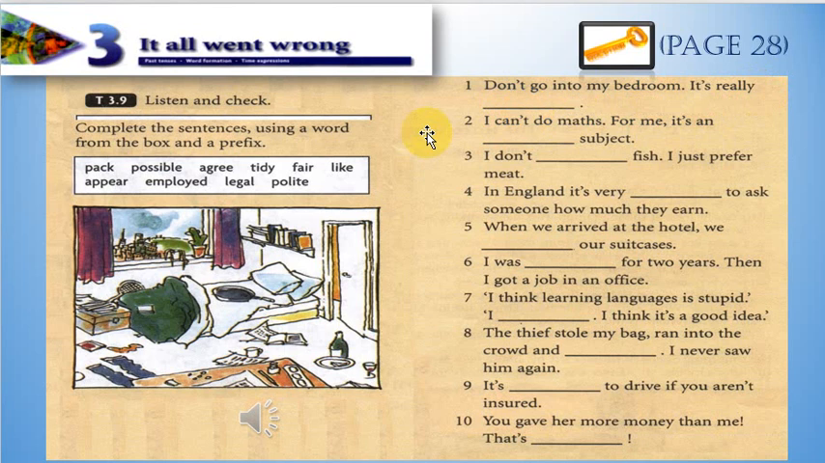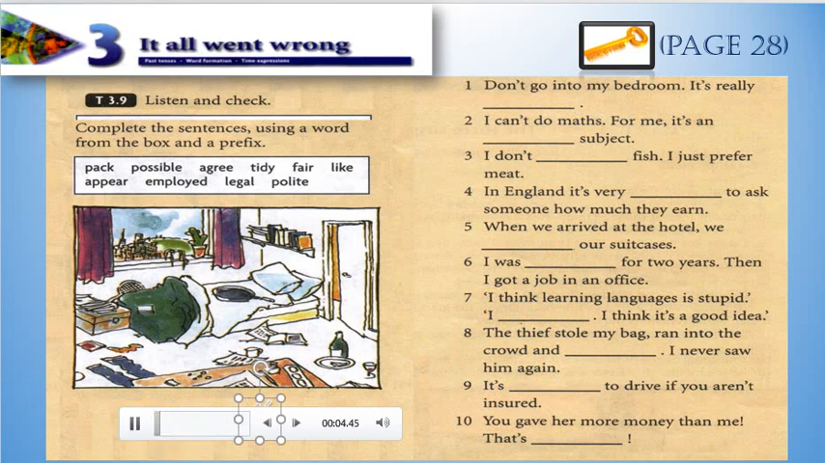It's really what? Now we come to the box with the words: pack, possible, agree, tidy, fair, like, appear, employed, legal, polite. The most logical choice is tidy. Tidy means organized. But since I prevented the person from entering my bedroom, it is the opposite of tidy, which is untidy. Okay? So don't go into my bedroom, it's really untidy. And so on for the rest of the sentences.